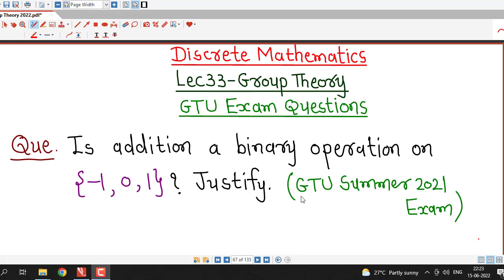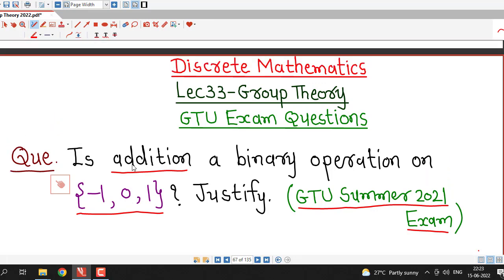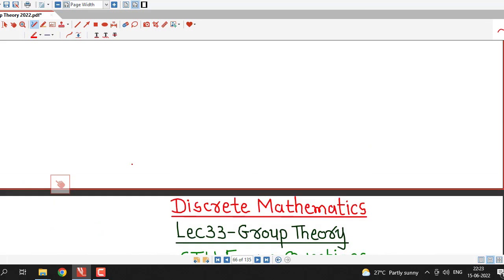In this lecture we are going to discuss this question which was asked in GTU Summer 2021 exam. The question is about binary operation. We are given one set containing three numbers -1, 0 and 1, and we have to check whether addition is a binary operation on this set or not. To answer this question, you must be familiar with the definition of binary operation. So first we recall the definition of binary operation.